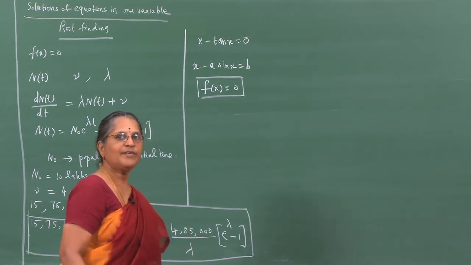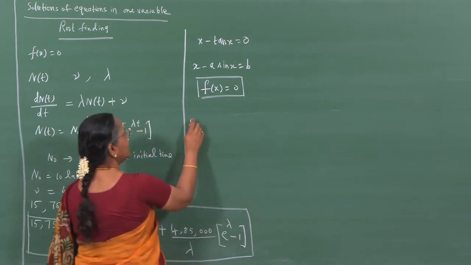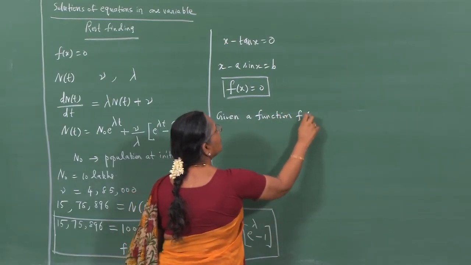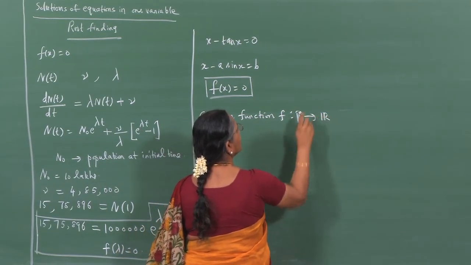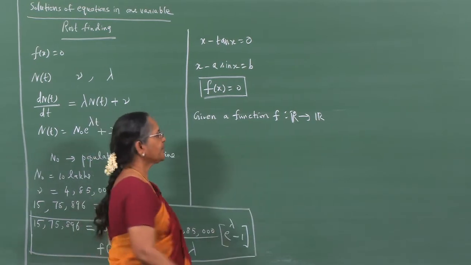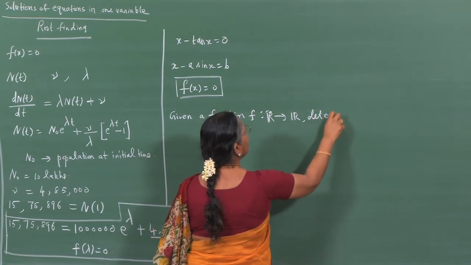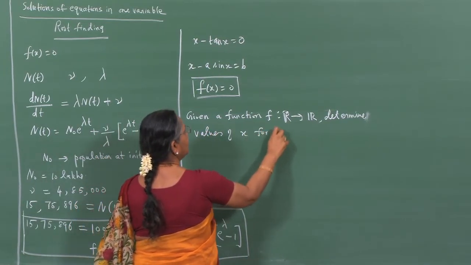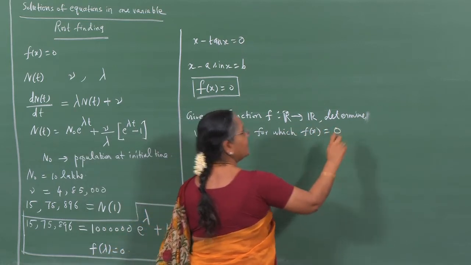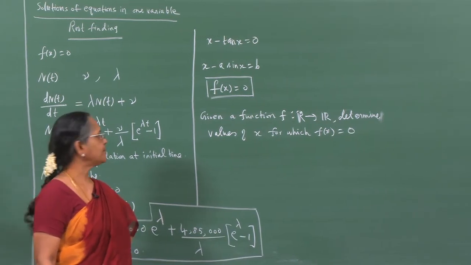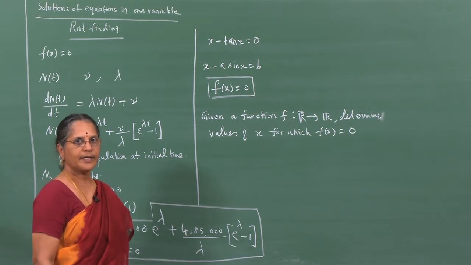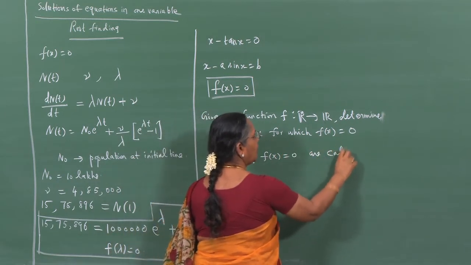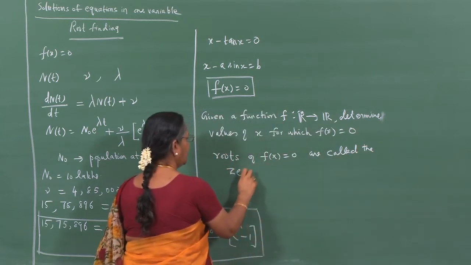So, what is the problem which is in our hand? The problem is as follows. Namely, given a function f from R to R, a real valued function of a real variable, determine values of x for which f of x is 0. This is what we need to answer, or we need to find out. So, let us see how we can do it. The roots of the equation, roots of f of x is equal to 0, are also called the zeros of the function f.